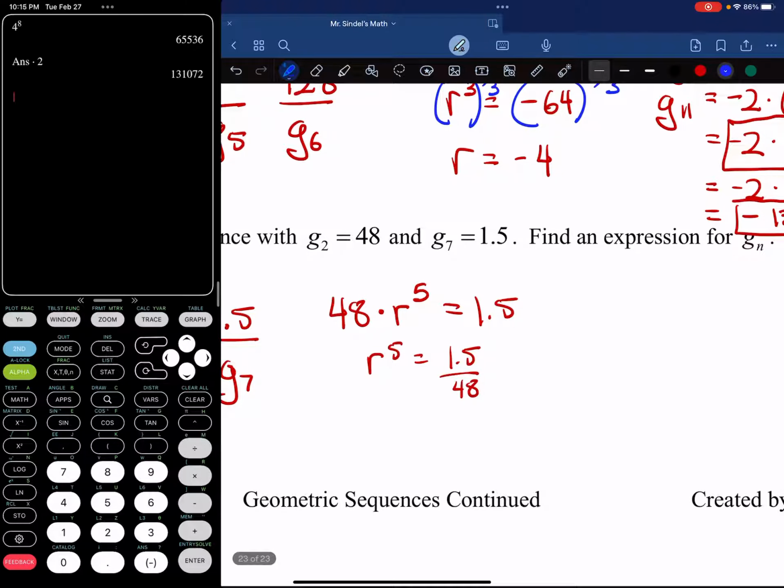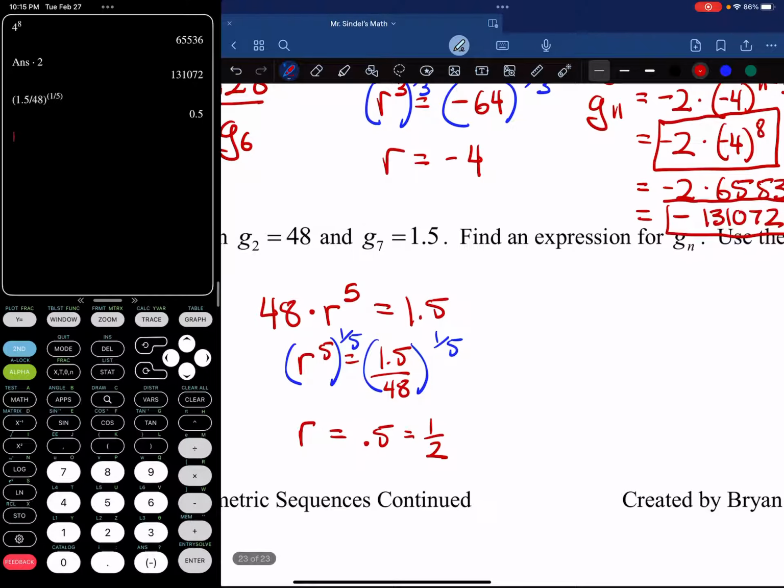And then we're going to get rid of the 5 by taking both sides to the power of a fifth. Therefore, this is why we have a calculator. r is equal to, let's plug this in parentheses, 1.5 divided by 48, all of that to the power of, in parentheses again, 1 divided by 5. 0.5, which again is the same thing as writing a half. You can choose whichever one you want. You want a decimal, you want a fraction, whatever floats your boat.